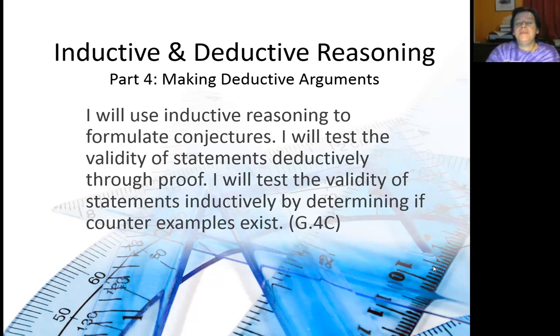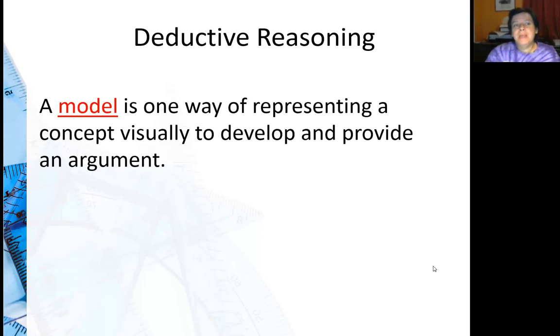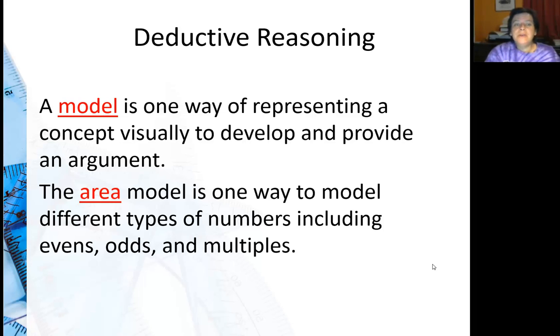Now we'll practice making deductive arguments. One way to make a deductive argument is to use a model, so we can represent something visually and provide the reasons for why the statement is true. The area model is a way to show multiples of numbers, whether they're multiples of 3, or multiples of 2, which would be evens. You can even use models to do odd numbers, which is kind of a twist on multiples of 2.